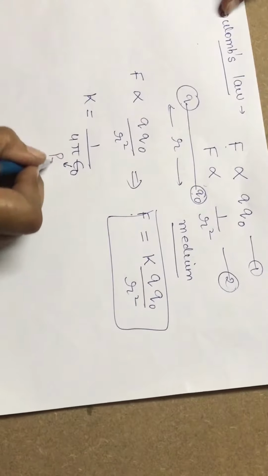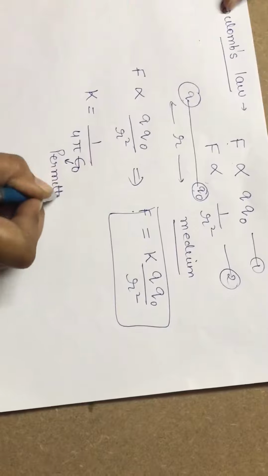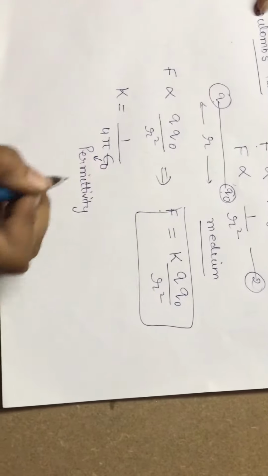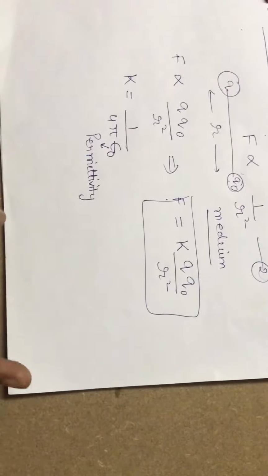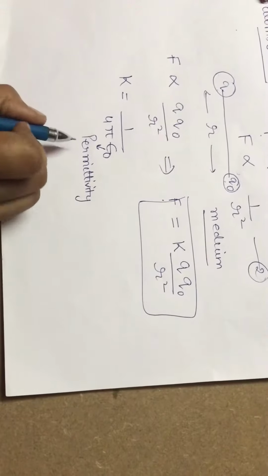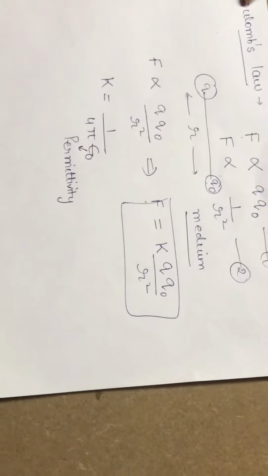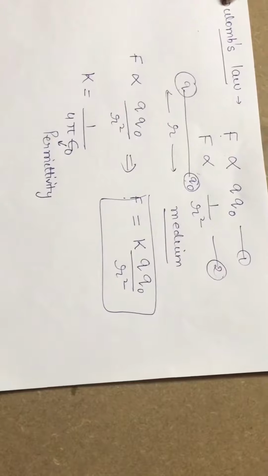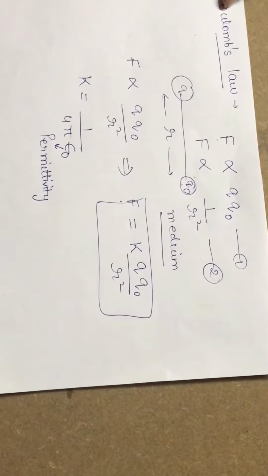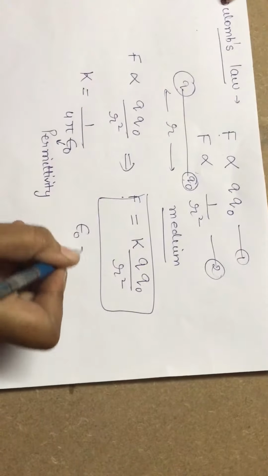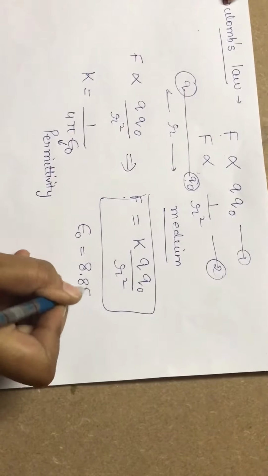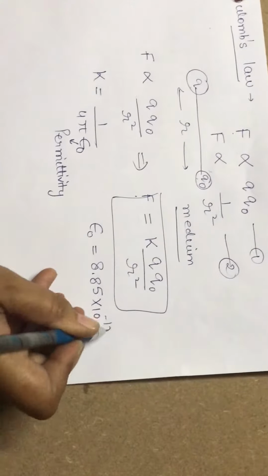Epsilon is the permittivity, which indicates whether electric field lines are passing or not. The medium is going to permit the passing of electric field lines or not. This is the permittivity, and its value is 8.85 into 10 raised to power minus 12.